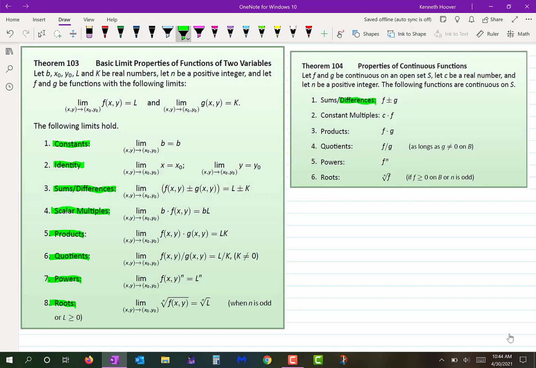Same for continuous functions, okay? The sum of two continuous functions is continuous, and so is the difference. A multiple of a continuous function is continuous. Products of continuous functions are continuous, and so on, okay? Nothing new here.